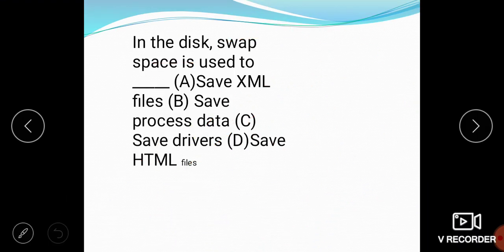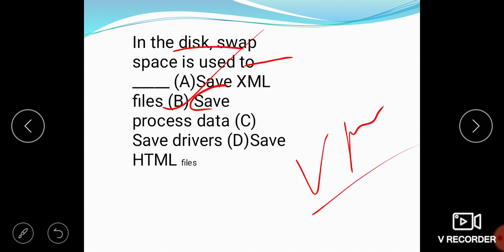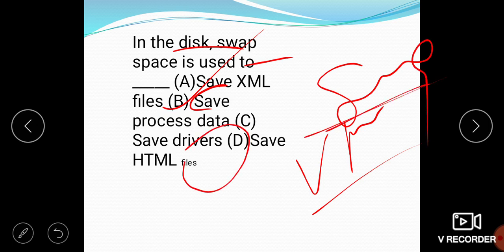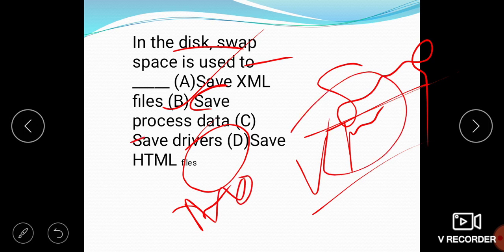Now next, in the disk, swap space is used, so option B is correct, that is, to save process data. When we swap a file into a space on a hard disk as the virtual memory extension of the computer, at that time we use virtual memory. When we swap a file from RAM to the hard disk, at that time we use virtual memory. So to save a process we use the swap method.